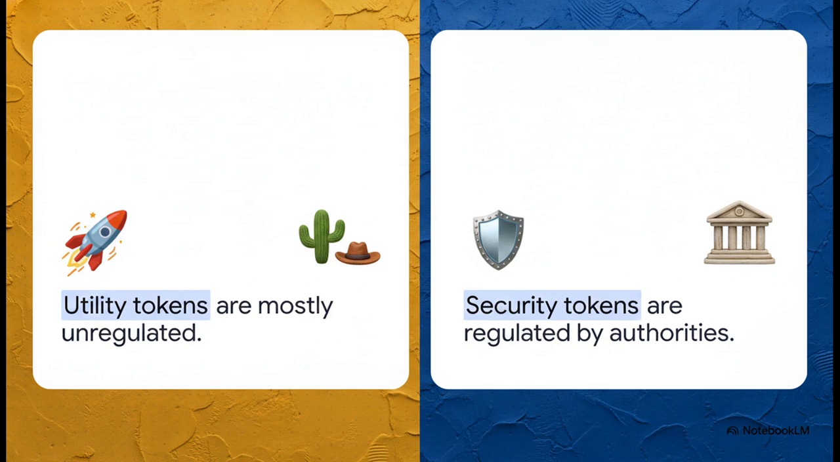Over on the left, we've got utility tokens, which operate in a space that is mostly unregulated. It's kind of the digital Wild West, where speed and innovation often just outpace the rulebooks. But over on the right, security tokens. Because these are actual investments, they are heavily regulated by financial authorities. And guys, this isn't just a minor difference. It completely dictates how these tokens are created, sold, and traded from the ground up.